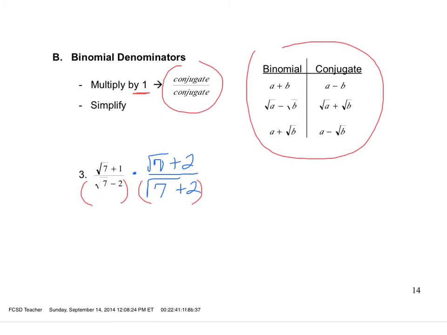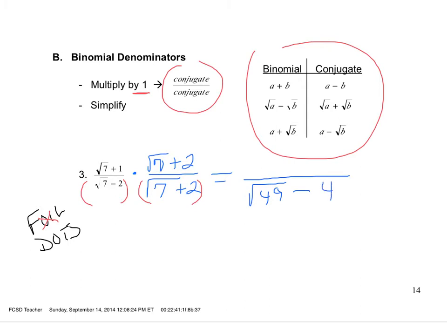So you know as well as I know that in FOIL, when you have dots, you really only have to do first and last because outer and inner are going to cancel out. So let's do that. We're just going to multiply first and last on the bottom and see what we get. Radical 7 times radical 7 is radical 49. A negative times a positive is a negative. 2 times 2 is 4.